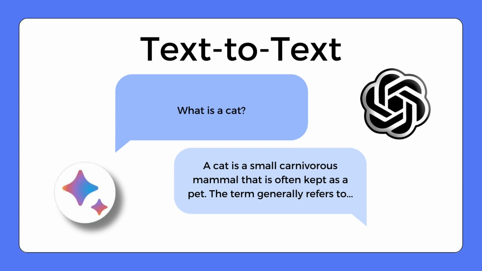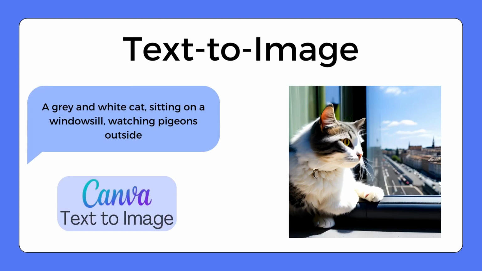Text to text. This is typically used in machine translation, text summarization, and chatbots like Bard and ChatGPT. For example, if you ask GPT-4 what is a cat, it would tell you a cat is a small carnivorous mammal that is often kept as a pet. The term generally refers to, and then it keeps generating more information related to cats.